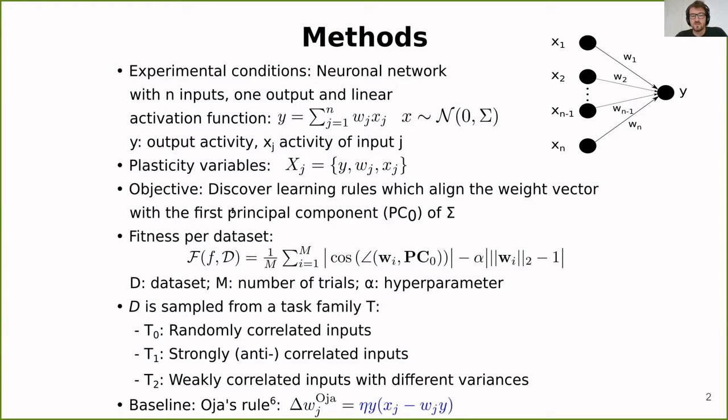We have three different types of runs with datasets sampled either from T0, thus having arbitrary covariance matrices, from T1 with strongly correlated inputs, or from T2 with weak correlation and one dominant axis in the principal component. As a baseline, we used the manually derived Oja rule.